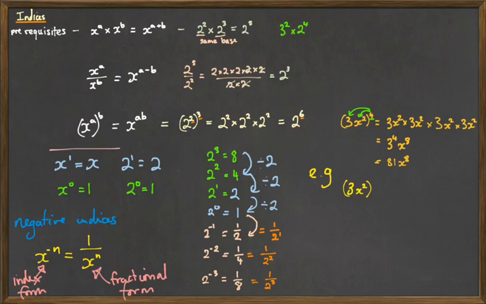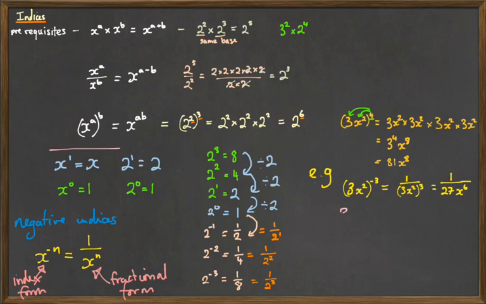A complicated example: 3x squared to the power of minus 3. So, we know that is going to be 1 over 3x squared cubed using the negative index rules. 1 over 3x squared all cubed. Well, that's going to be 3 cubed, which is 27, times x squared cubed, which is x to the 6.